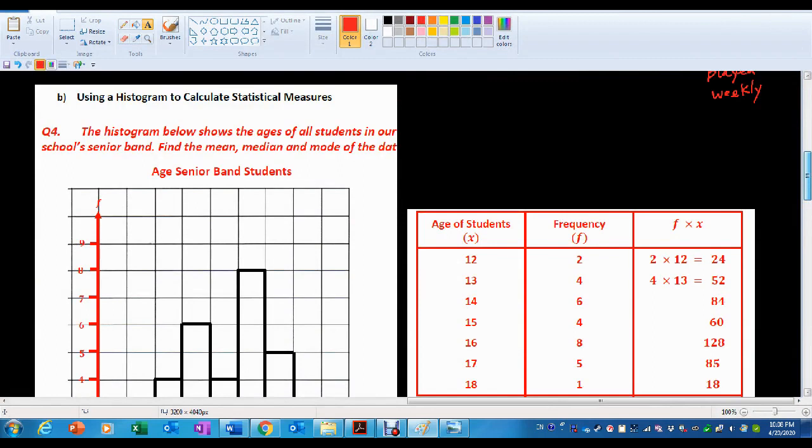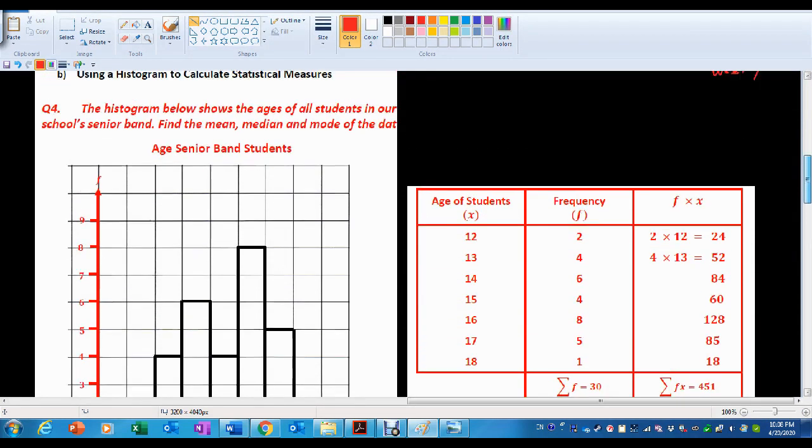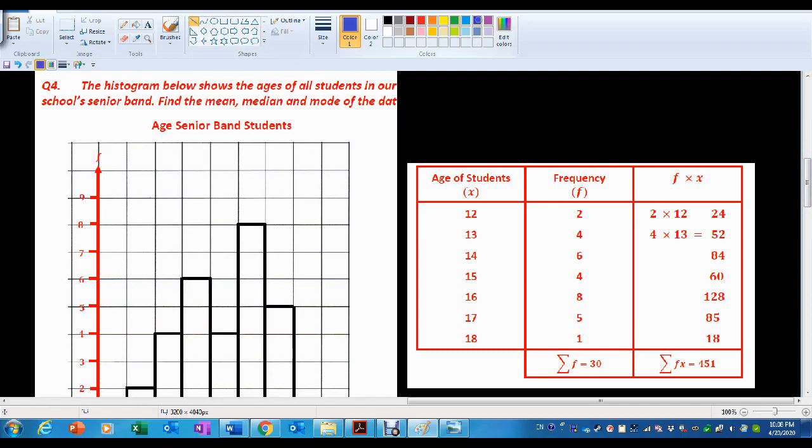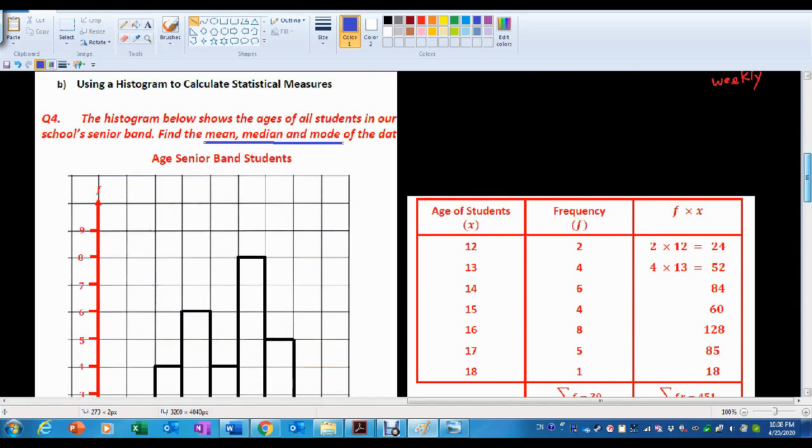Let's go to another one. This is about how we could use a histogram to calculate statistical measures. We could use the histogram to find all the statistical measures for us. The common measures are mean, median, and mode. Let's see this one.